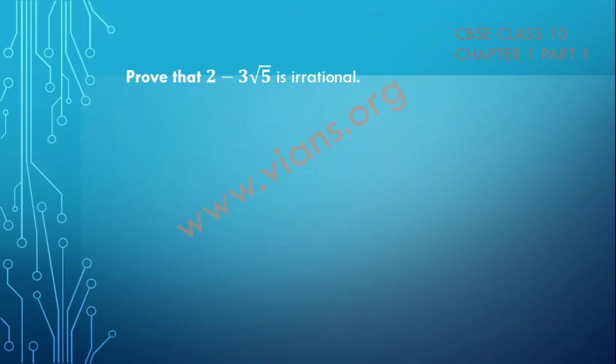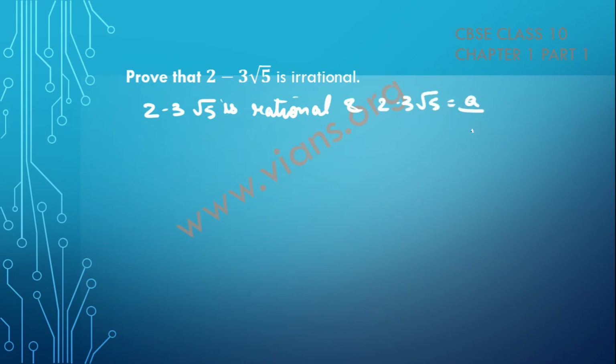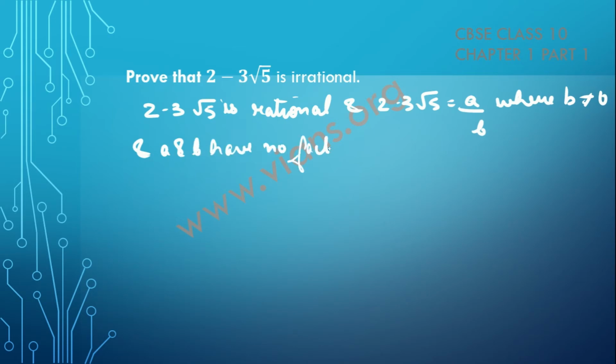Problem number 9 says prove that 2 minus 3 root 5 is irrational. So how do we do that? Let's again assume 2 minus 3 root 5 is rational, and 2 minus 3 root 5 is equal to a by b, where b is not equal to 0 and a and b have no factor in common apart from 1. Very nice assumption to make.